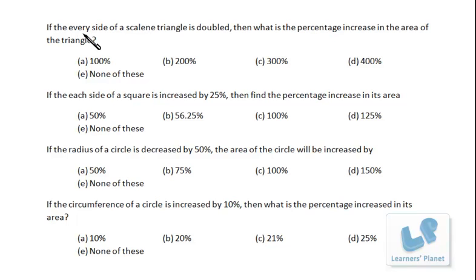Now suppose in the first question: if every side of a scalene triangle is doubled, then what is the percentage increase in the area of the triangle? Now you know that the length of the side will always be in meter, isn't it? Meter or maybe centimeter, something like that.